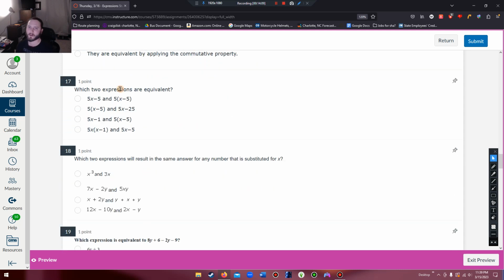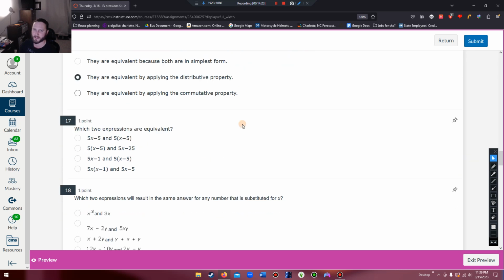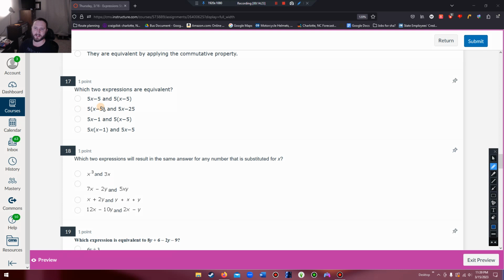For number 17, which two expressions are equivalent? And we can see they're trying to demonstrate which of these correctly did distributive property. You can see all of them are set up the same way 16 was. So 17, let's check. If I do 5 times x, that gives me 5x. Good. 5 times 5 should give me 25. This one did not work. Same thing. We have 5 times x is 5x. Good. 5 times 5 is 25. This one worked. And you can probably guess that the other two will not work. So that means our answer for number 17 was B.